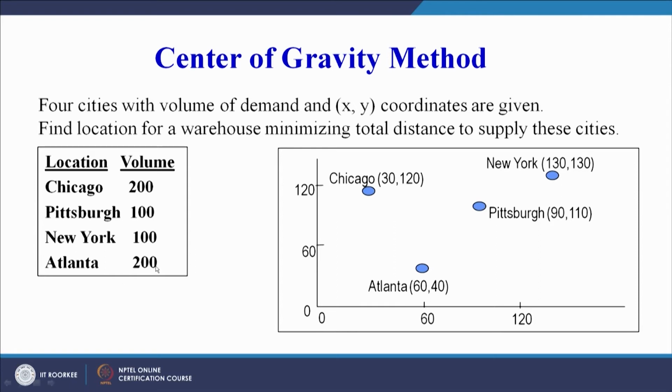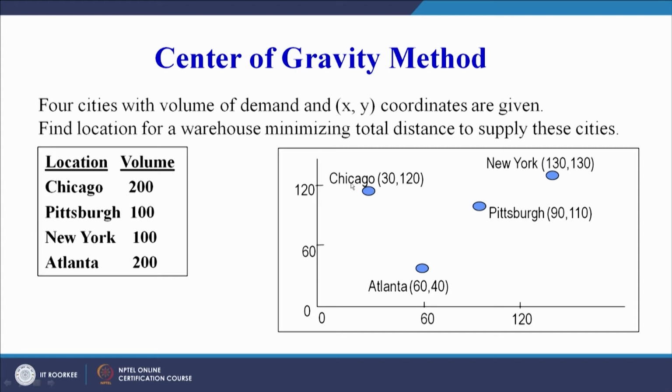Now you can see we have taken an example where there are 4 cities, maybe in US: Chicago, Pittsburgh, New York and Atlanta. So 4 cities with the volume of demand and XY coordinates are given. The volume of demand you can see here is given. Chicago has a volume 200 requirement, Pittsburgh 100, New York 100, Atlanta 2000, and on a XY scale all the 4 coordinates are given. The blue circles or ovals that we have on the screen are representing the locations.